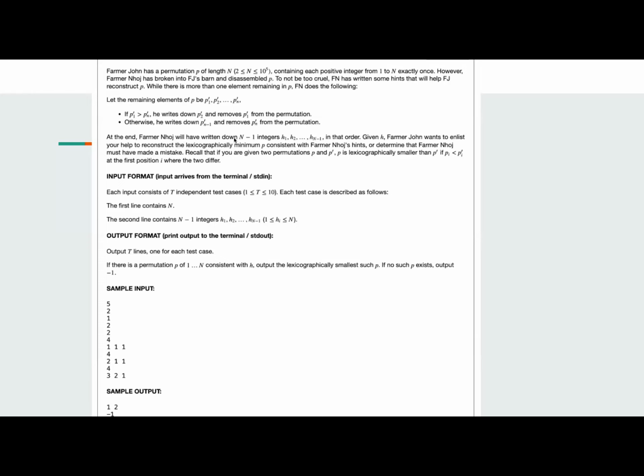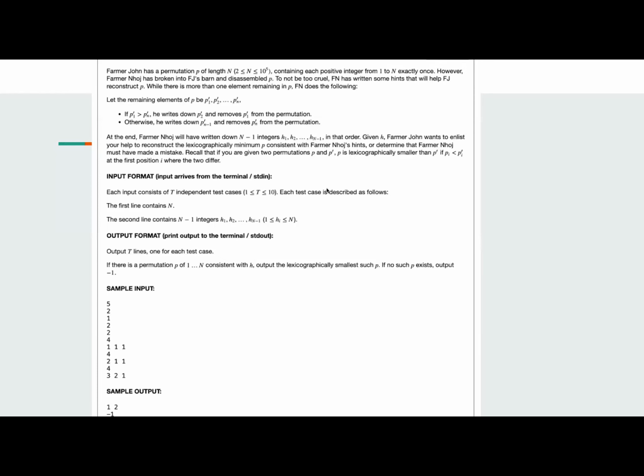Farmer John will have written down n-1 integers, which are the hints in that order. And now, given the array of hints, Farmer John wants us to construct a permutation that's consistent with the hints given. And out of all the possible permutations, we want to construct the one that's lexicographically minimal. Meaning that at the first position where two permutations differ, the one with the smaller value will be lexicographically smaller than the other one. So yeah, this is the problem.